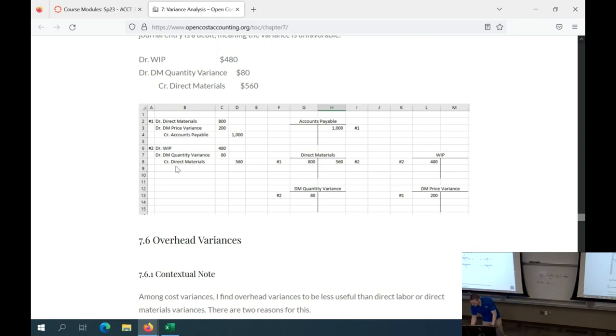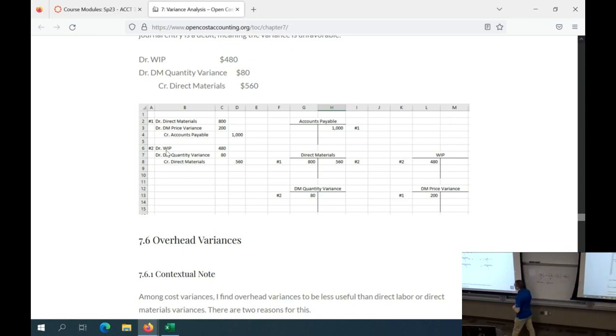And so then when we take those materials out of the warehouse and put them on the factory floor, we're going to credit the direct materials account because we took things out of the direct materials account, out of the warehouse, and we put them onto the factory floor. And we now know how much we used to create whatever we created this period. So now we know what the quantity variance should be.